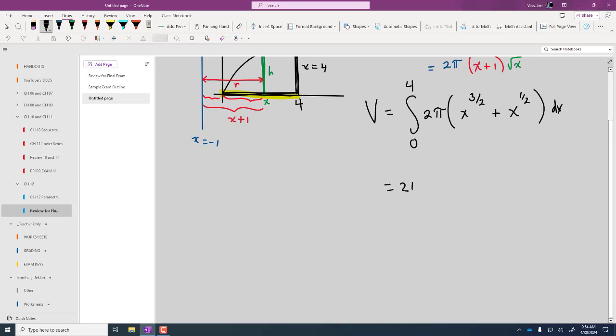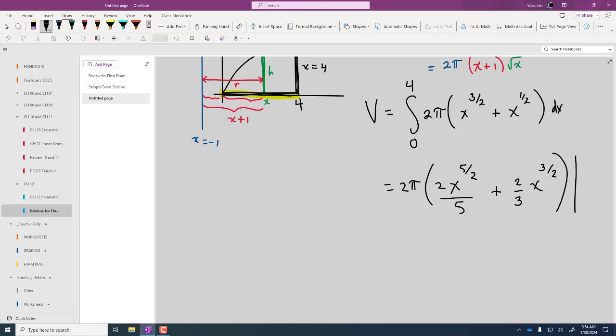So then we just do the math here. This part shouldn't be too hard, hopefully. So add 1 to the exponent, divide by the new exponent. So dividing by 5/2 means multiplying by 2/5. Add 1 to this exponent, get 3/2. Divide by 3/2 means multiply by 2/3, 0 to 4. Plug in the 0, plug in the 4.